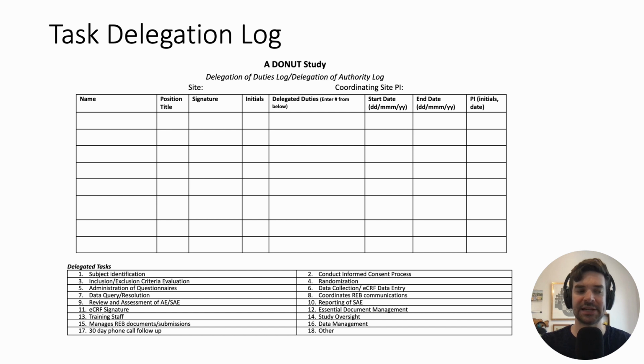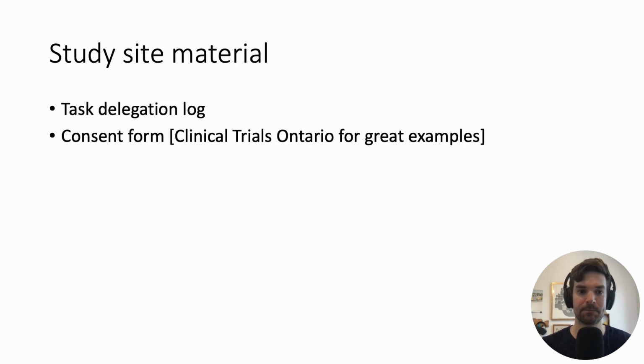Here's an example of a task delegation log from a study that we're running right now. Pause the screen if you want to look at it in more detail. But what you'll see essentially is that each individual person's name who's part of the study for each hospital is on this. So you'll have a task delegation log, one for each site. And then you indicate who's doing what tasks or who can potentially do what tasks, what's the coordinator doing, what's the site lead doing, etc.